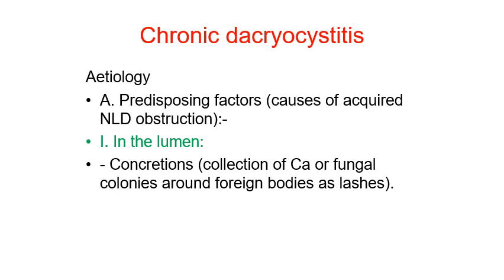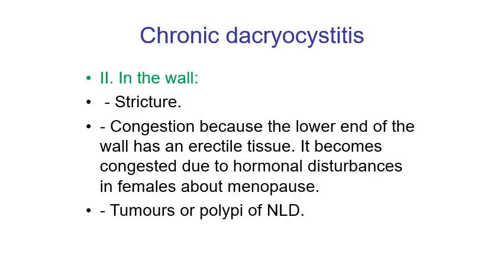The causes of acquired nasolacrimal duct obstruction in the lumen are concretions, collections of calcium or fungal colonies around foreign bodies such as lashes. Then in the wall there is a stricture, then tumors or polypi of the nasolacrimal duct. Also there is congestion in the wall, because the lower end of the wall has erectile tissue, and it becomes congested due to hormonal disturbances in females at about the menopause.